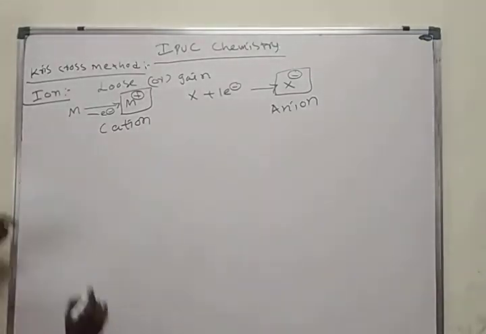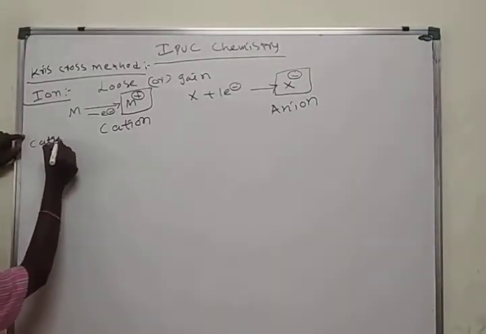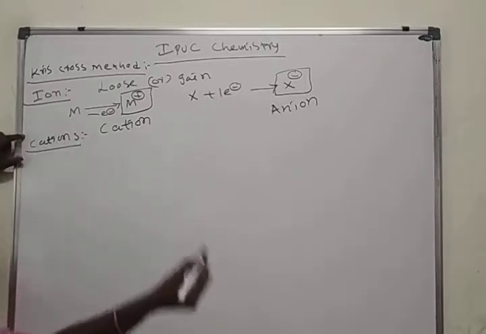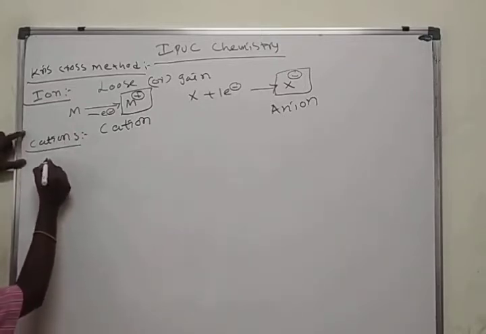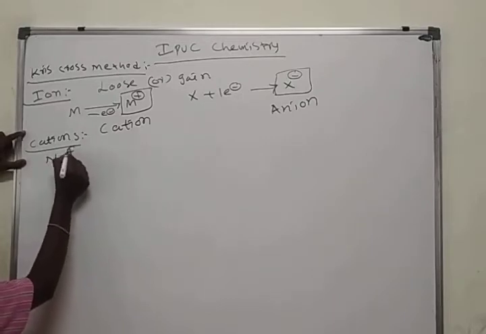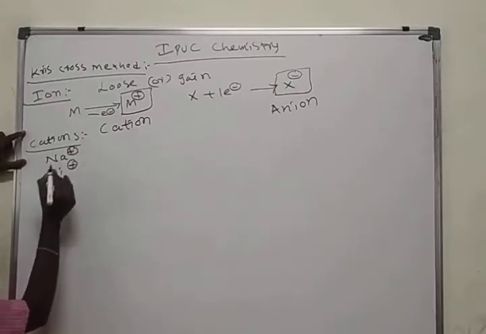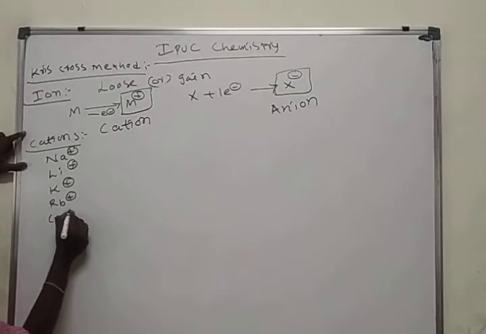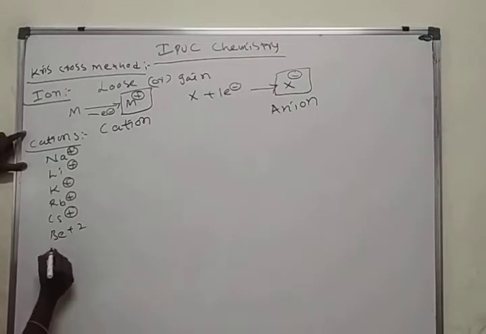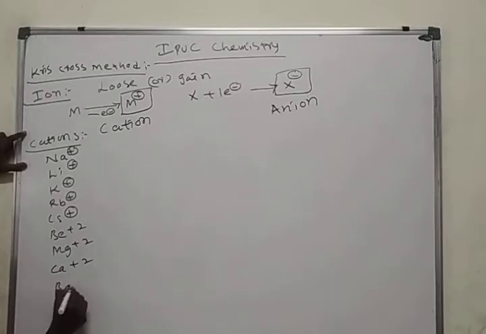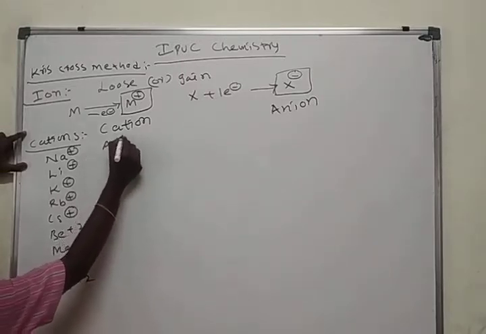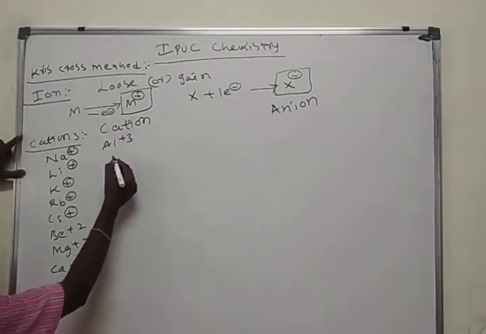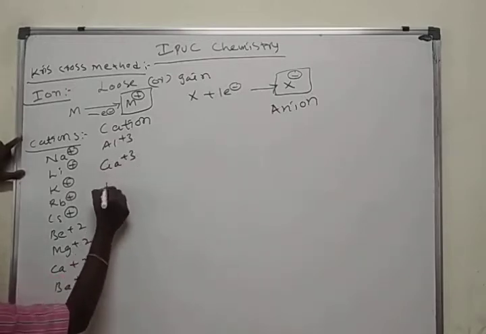I will write some examples for the cations, and after that the anions. Here we have different cations and different anions. Sodium, lithium, potassium, rubidium, cesium cations. Beryllium cation, Be plus 2. Magnesium cation, calcium cation, barium. After that, aluminium plus 3, gallium plus 3, indium plus 3.